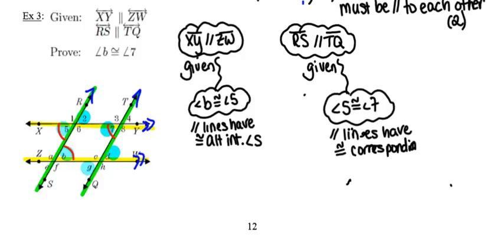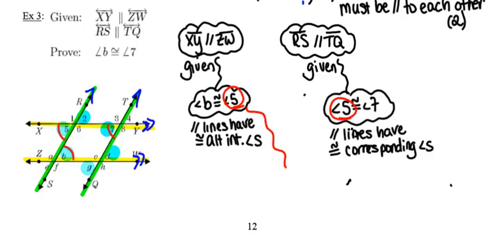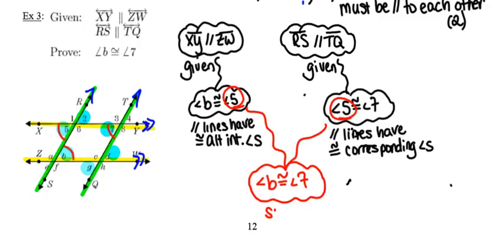And at this point, you may be feeling like you're stuck, but you're actually almost done because I have angle B congruent to angle 5 and angle 5 congruent to angle 7. So if we pull those two statements together with a little substitution, we realize that it is indeed true that angle B must be congruent to angle 7, because anytime we have equal quantities, we can always substitute one equal quantity for another. And that's all we're doing here. We're pulling out the angle 5, and we're replacing the angle 5 with its equivalent, which is angle B.